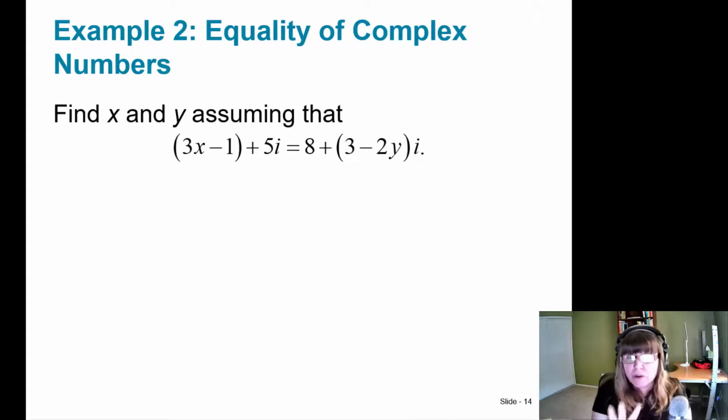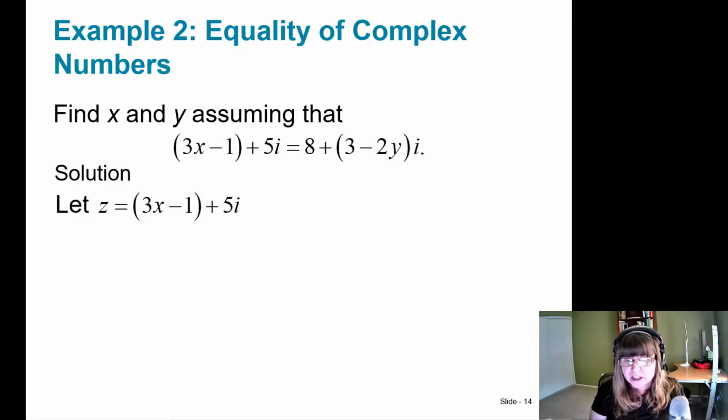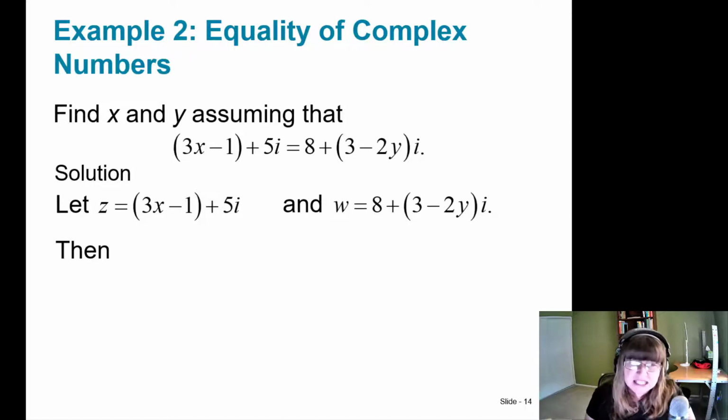So now we don't know the whole entire problem here in terms of what the value of x is and what the value of y is. But we can certainly put this together. Let's let our first number be z, our complex number z, and that's 3x minus 1 plus 5i. Let's let a second complex number, let's say w, equal 8 plus (3 minus 2y)i. Then, here's what we have. Remember, the real parts must equal each other, and the imaginary parts must equal each other.